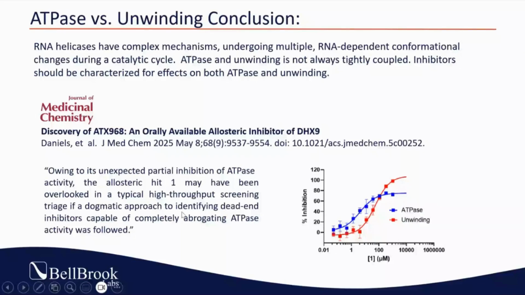And a lot of people would have thrown that molecule away. Certainly, if you were only using the ATPase assay, you might have triaged it. But this was their conclusion, and this turned out to be developed into their lead compound: you can't be dogmatic, and you have to use multiple approaches in characterizing your hits and during the hit to lead approach. And in this case, that was using both ATPase and unwinding assays.